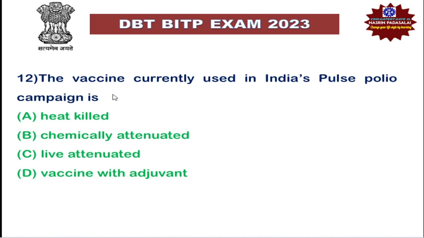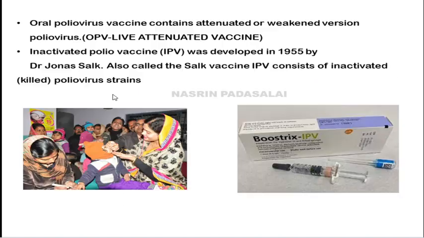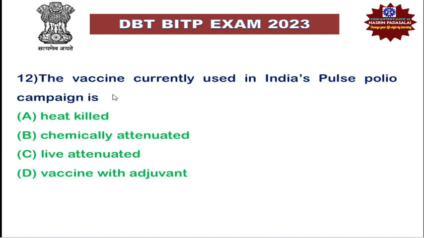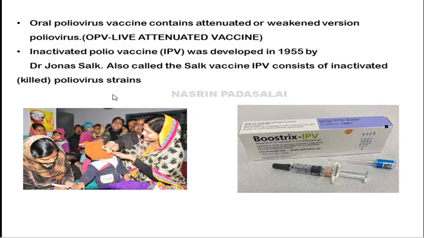Next, the vaccine currently used in India's pulse polio campaign. This polio campaign was launched in the year 1995 in order to eradicate polio from India, and they used the oral polio virus vaccine. Vaccines for polio virus are classified in two types: oral polio virus vaccine and inactivated polio vaccine. Oral polio vaccine contains an attenuated or weakened version of the polio virus, and for India's pulse program they used OPV, which is live and attenuated. So the correct answer is option C.